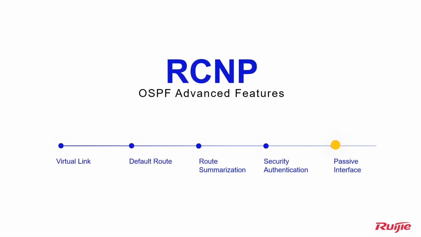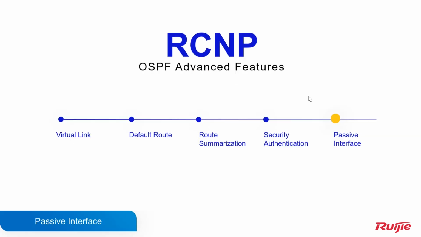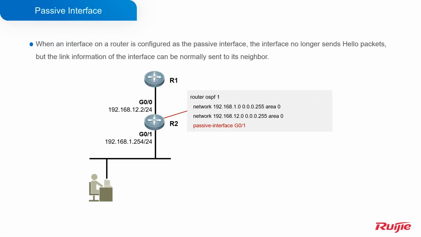So for the last part, for the OSPF advanced feature, we will introduce the passive interface, and then we will do some practice. Okay, so for the passive interface, actually, we know in an OSPF network, we have to send the hello packet to discover the neighbors and to build the neighbor relationship, using the OSPF hello packet.